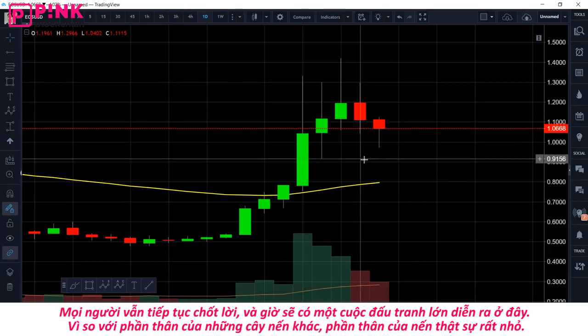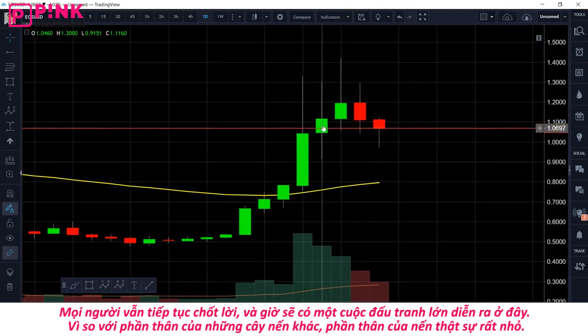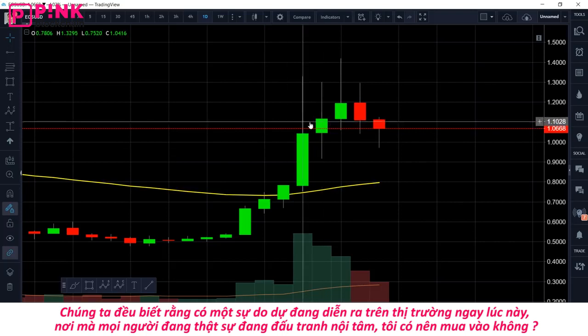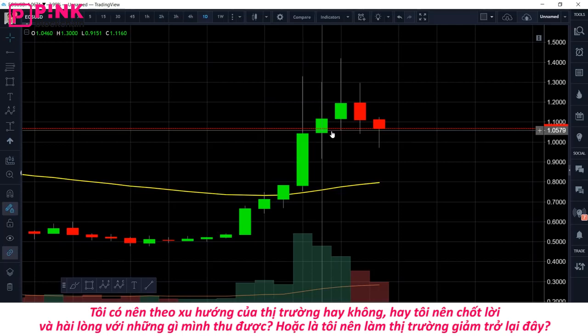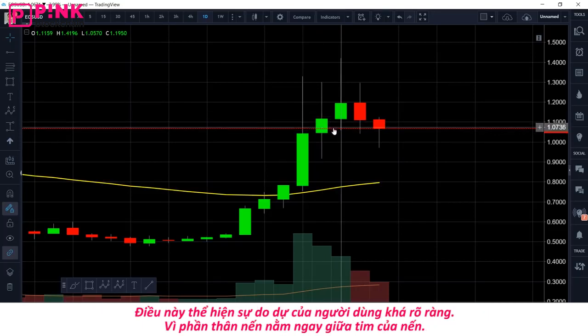And now there's a big struggle because the body of the candle is actually really, really small here, right? Compared to all these other ones. We know that there's some indecision happening in the market right now where people are really debating about, hey, should I buy into the strength, right? Should I keep going with the market or not, etc.? Or should I just take my profit and be happy with it? Should I be shorting the market as well? So this one shows a little bit more indecision.